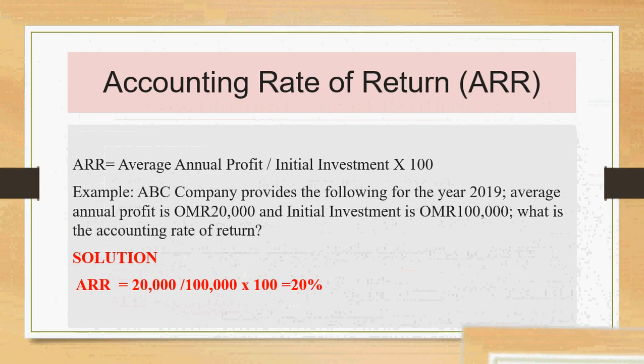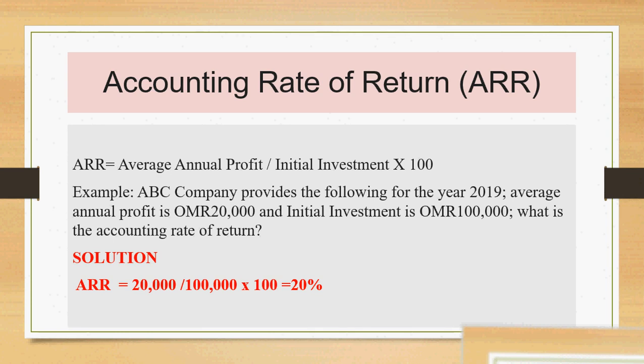Now let us see the formula, how to calculate accounting rate of return. It is very simple. Accounting rate of return is equal to average annual profit divided by initial investment multiplied by 100.